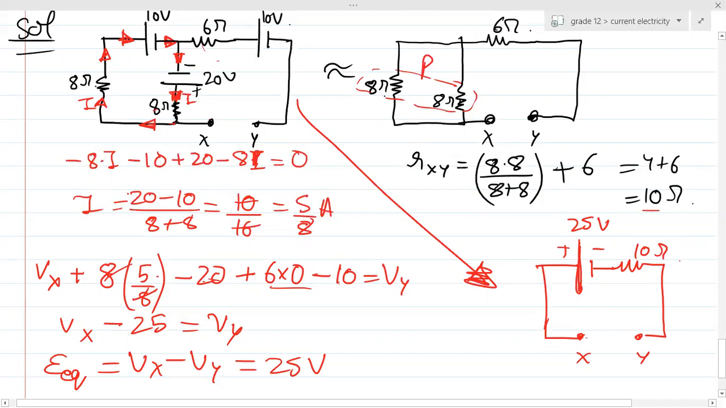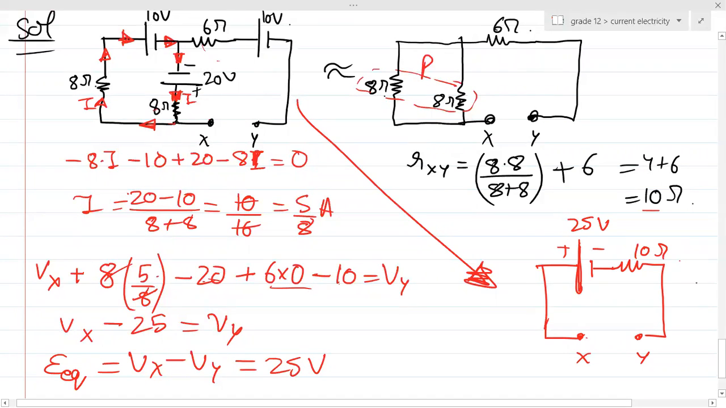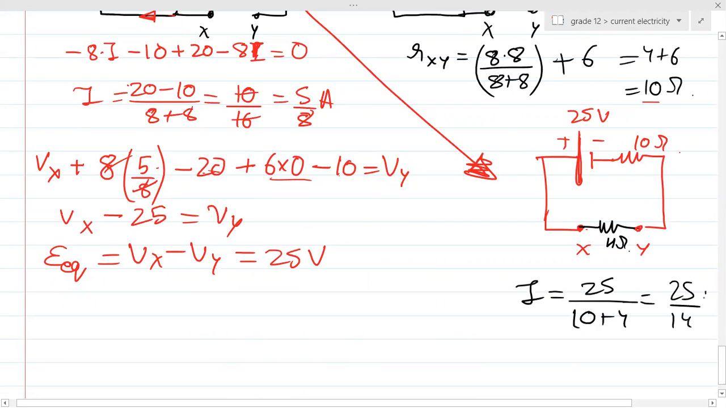And later on, after this, what will you do? You will just put back the resistor which you removed. You removed the 4 ohm resistor. So 4 ohm resistor, and what is the final current? It is basically 25 divided by 10 plus 4, which is 25 by 14 ampere. Answer. Is this clear, guys?